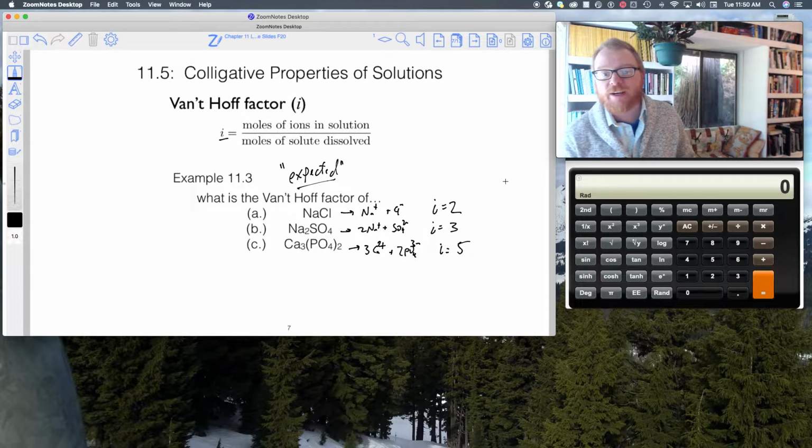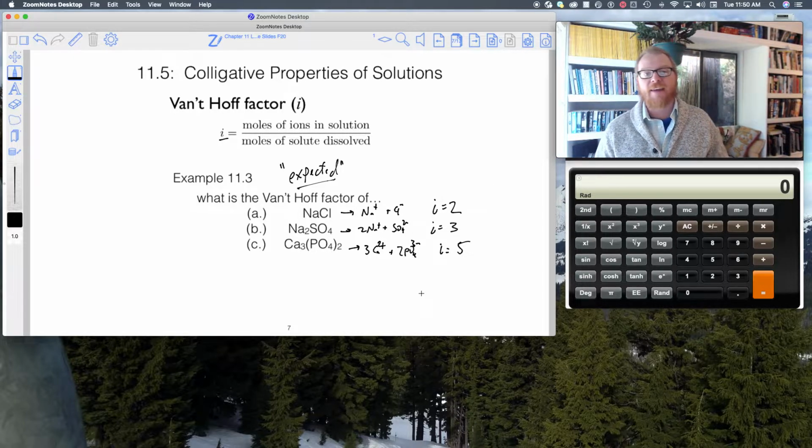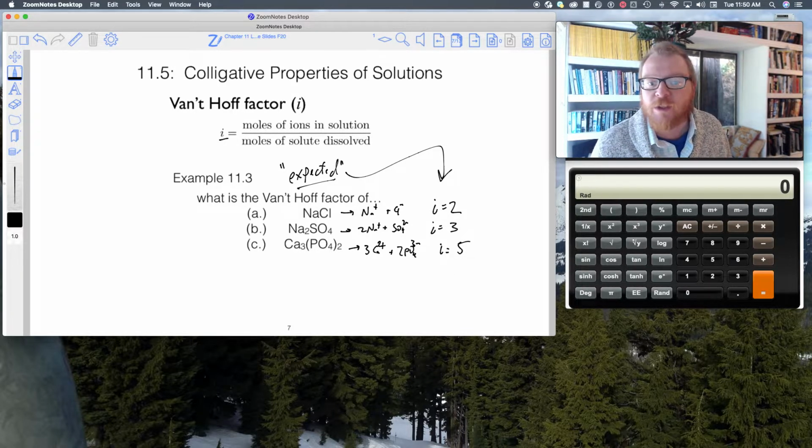And this is really important to consider, this Van't Hoff factor and the calculation of the colligative properties, because again, the colligative properties depend upon how many things are in solution. Now, these are our expected values, okay? And so for the exam, that's only what I'll hold you to, is just being able to come up with the expected Van't Hoff factor, okay? Just by looking at how many ions are in the formula.